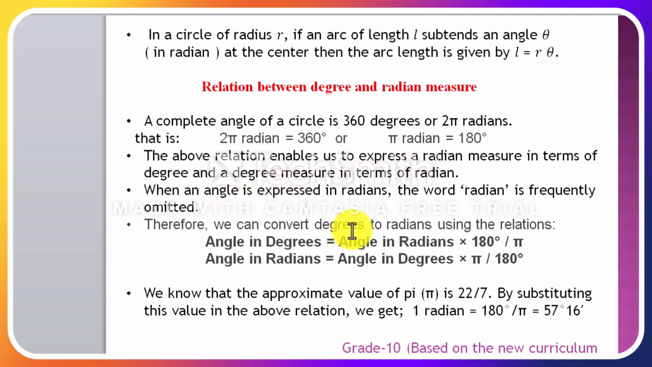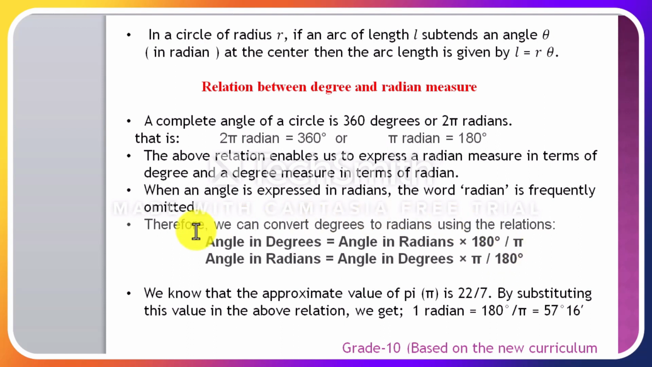ወይም ከዚህ ምን አይነት ፎርሙላ ማግኘት እንችላለን? Therefore we can convert degree into radian or radian into degree using what? These formulas. Angle in degree means angle in radian times 180 degree over pi. በራድ ከተሰጠን ራዲያኑ እንዲጠፋ ለፓይ ራዲያን አካፍለን በ180 ዲግሪ በማባዛት ወደ ዲግሪ መቀየር እንችላለን። And angle in radian means angle in degree times pi over 180 degree.